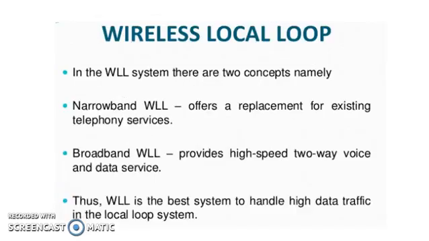Wireless local loop connectivity can be of two types: narrowband wireless local loop and broadband wireless local loop. Narrowband means it will provide voice transmission, and in broadband WLL we can have high speed two-way voice and data services. So that is the difference between narrowband WLL and broadband WLL.